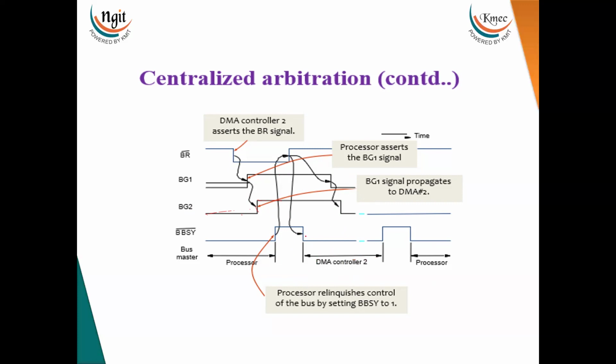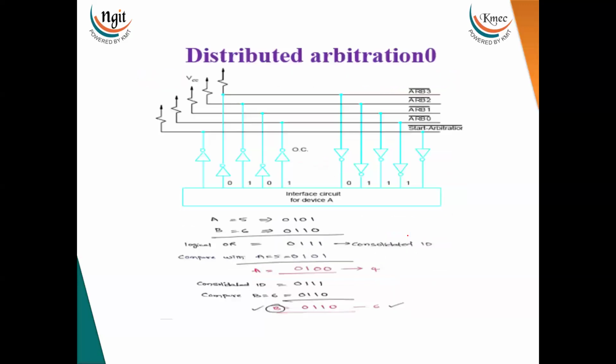Once DMA2 gets the bus control, the bus request line becomes 1 again. Till DMA2 completes its job, the bus is under its control. After completing the job, the bus busy line becomes 1 again, and then control goes back to the processor. This is centralized arbitration.